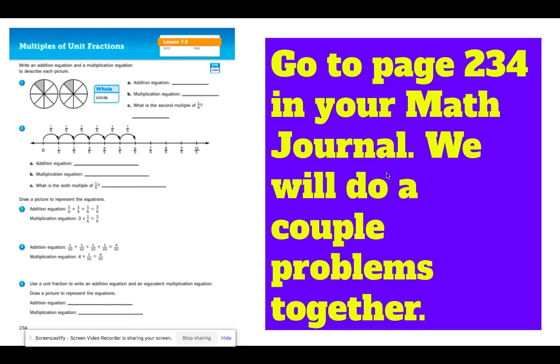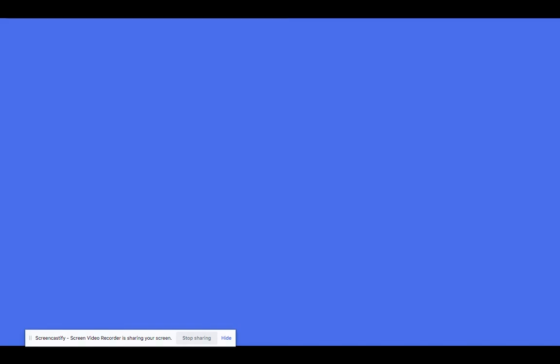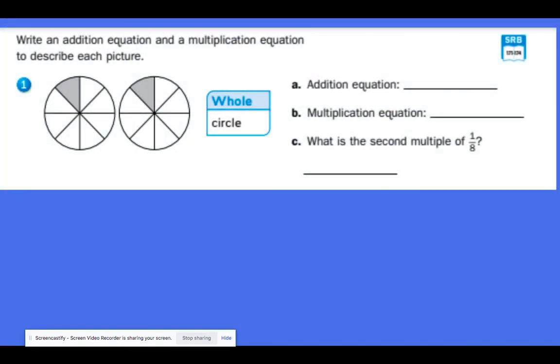All right, so now go to page 234 in your math journal. We're going to do a couple of math problems together. All right, let's look at number 1. Write an addition equation and a multiplication equation to describe each picture. So I'm seeing some fraction circles, and I'm noticing that the fraction circles are split into eighths. 1, 2, 3, 4, 5, 6, 7, 8. Both of these are eighths, and 1/8 is shaded in. So this shows that we need to go 1/8 plus 1/8, and that would equal 2/8.